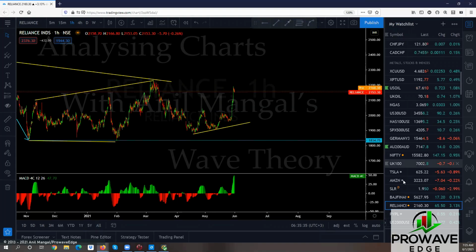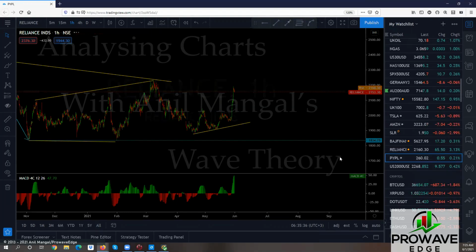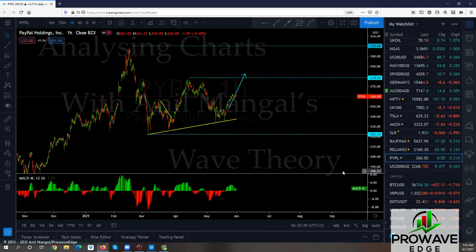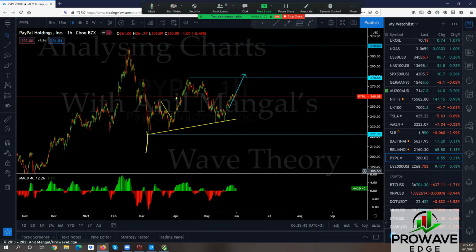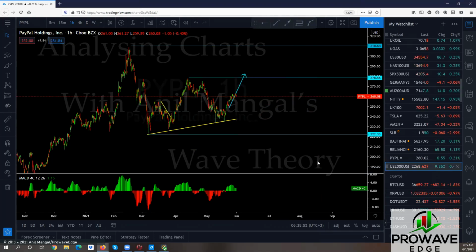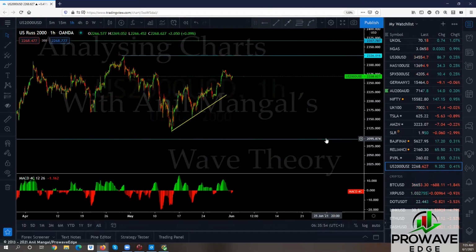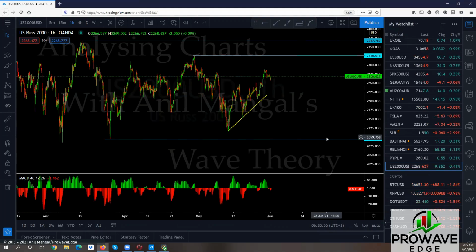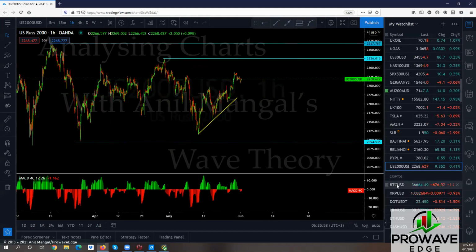So let's see. PayPal, more up and then down. Same thing, PayPal had a very small correction. And I think this is going to go sideways some more. So up there, down here, up there, down here, and then probably downside. US 200. Stay out of this, not ready as yet.